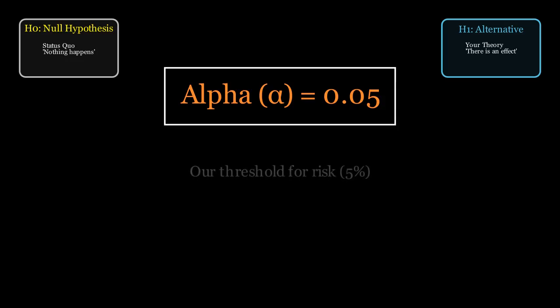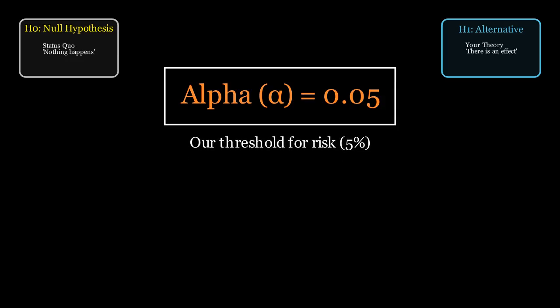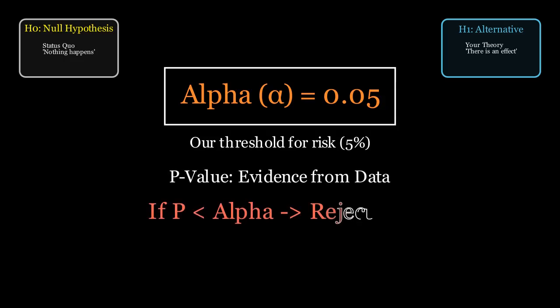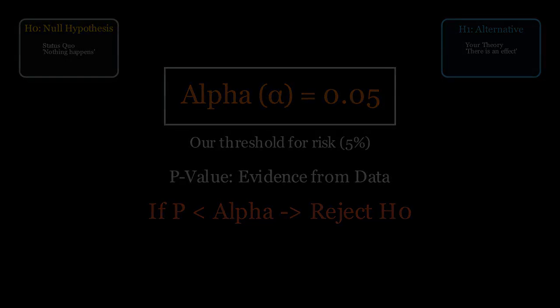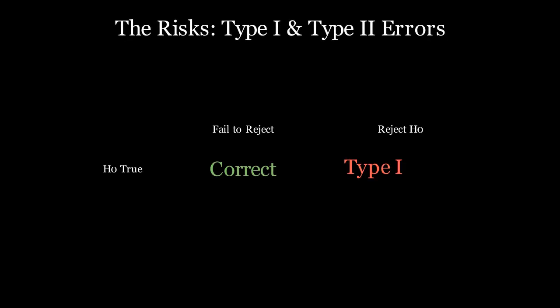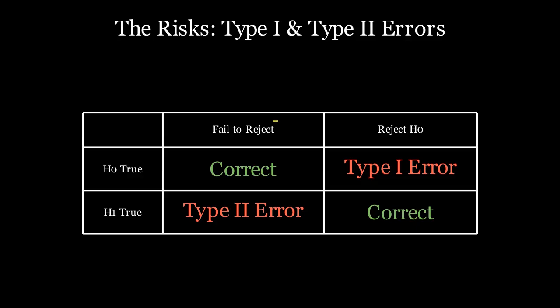We use a threshold called the significance level, denoted by the Greek letter alpha. In most scientific fields, alpha is set at 0.05. This means we are only willing to accept a 5% risk of being wrong when we claim our theory is right. We then calculate a p-value from our data. If the p-value is less than alpha, we reject the null hypothesis. It's like finding evidence so strong that the presumption of innocence for the null hypothesis is finally broken.